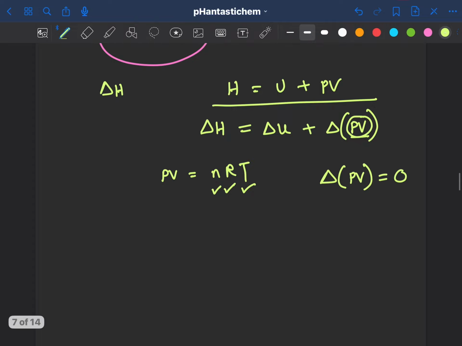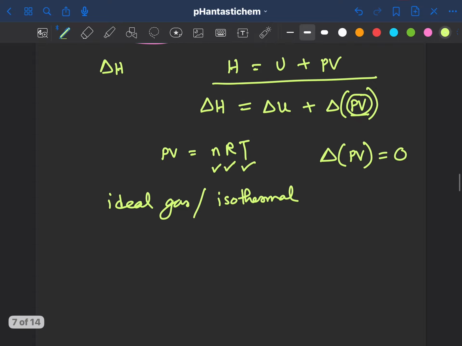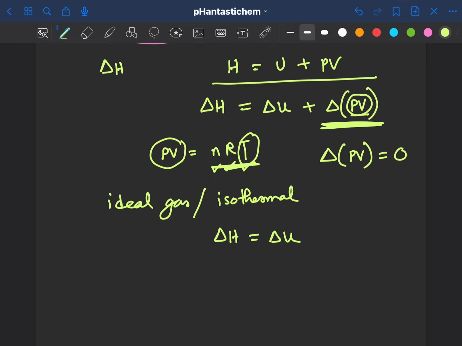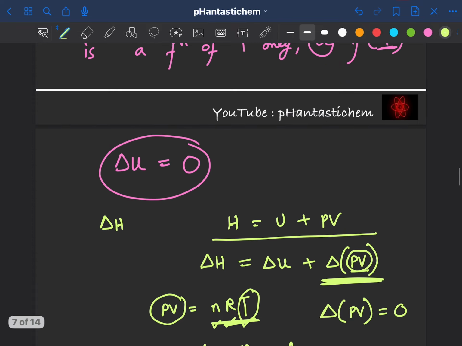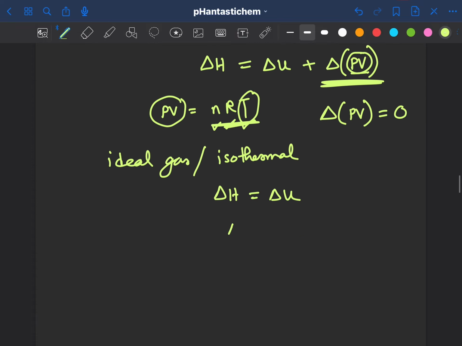So therefore, for an ideal gas, and when it undergoes isothermal process, whether it is compression or expansion, delta H will be equal to delta U, because the temperature is constant, so nRT will be constant, so PV is constant, so change in PV is 0, right? So delta H is equal to delta U, and we have calculated that delta U is equal to 0. So therefore delta H will also be equal to 0.